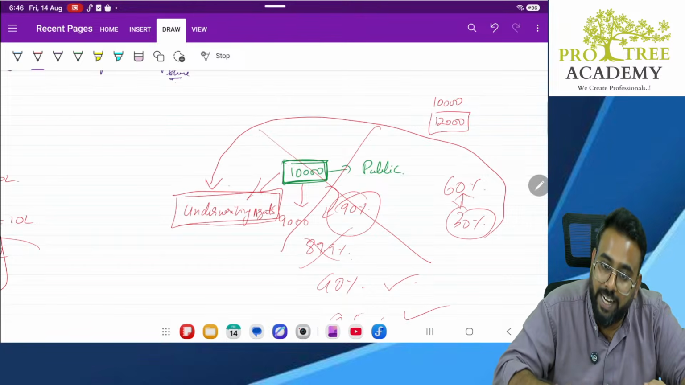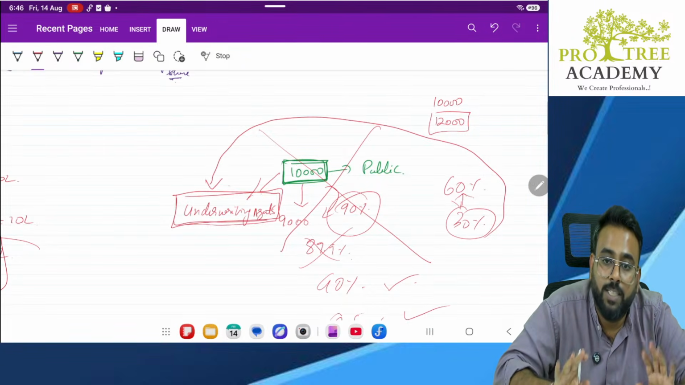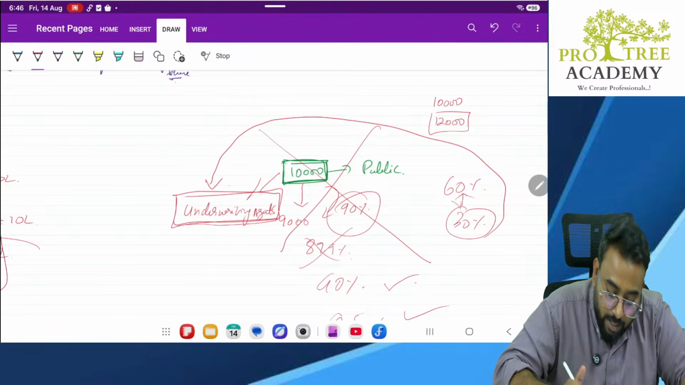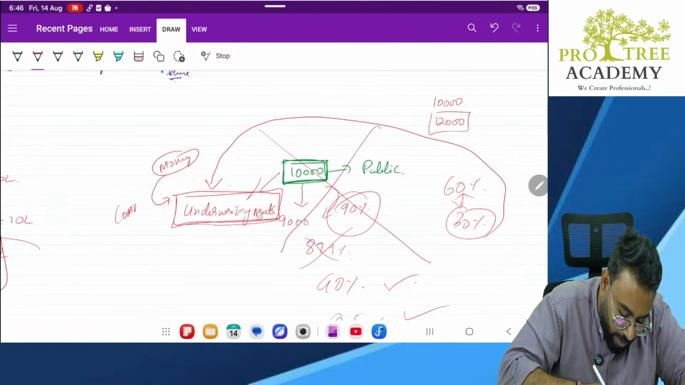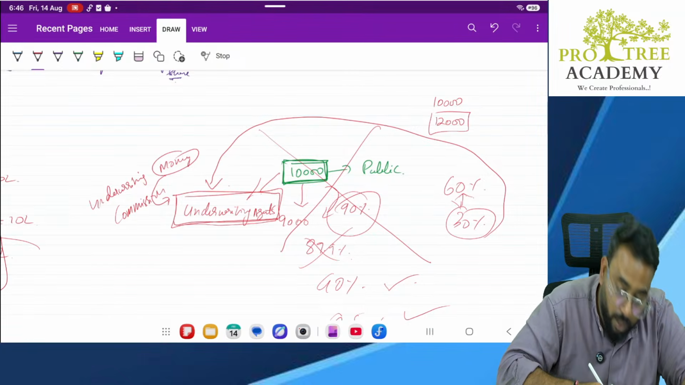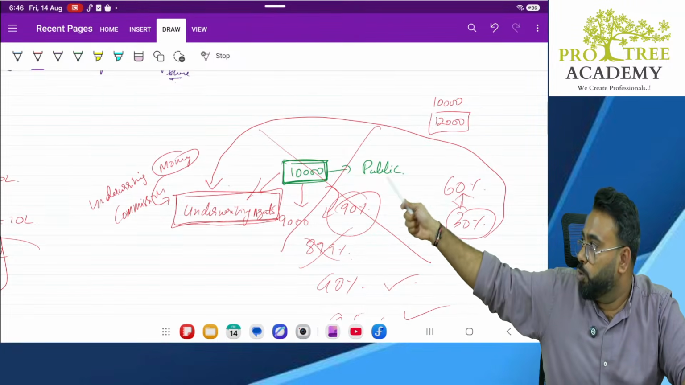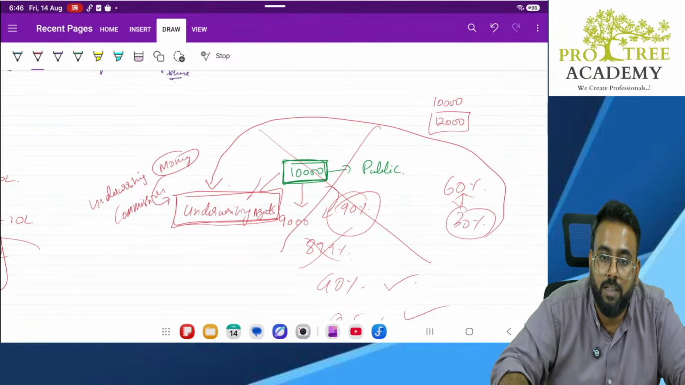When we take underwriting agents, these agents don't take your shares for free. They will charge money. That money which they charge is called commission, the underwriting commission. Clear? Okay. So the premium can be used to write off this underwriting commission. Clear?